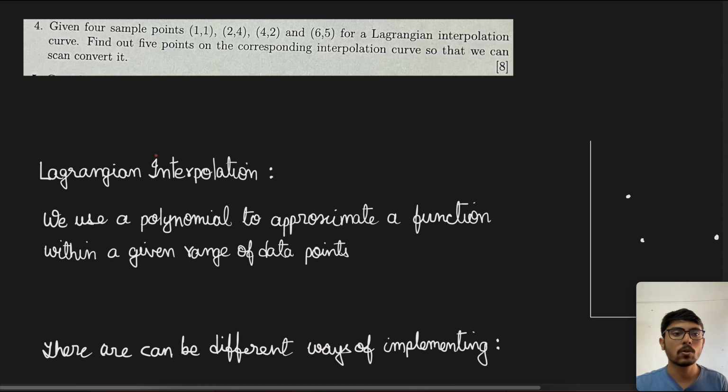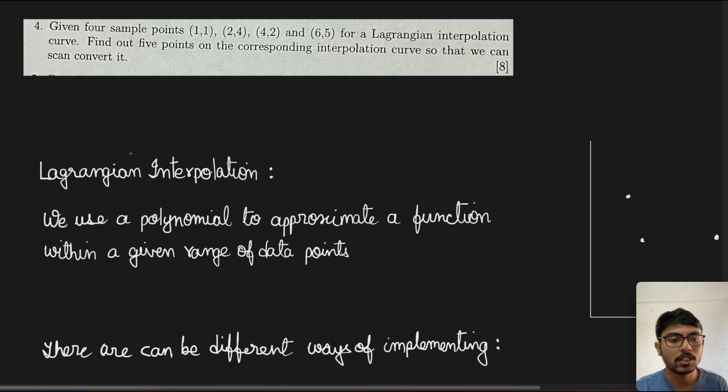Today we are going to look at a new problem, Lagrangian interpolation. Given 4 sample points (1, 1), (2, 4), (4, 2) and (6, 5) for a Lagrangian interpolation curve, find out 5 points on the corresponding interpolation curve so that we can scan convert it. So first we will understand what is interpolation.